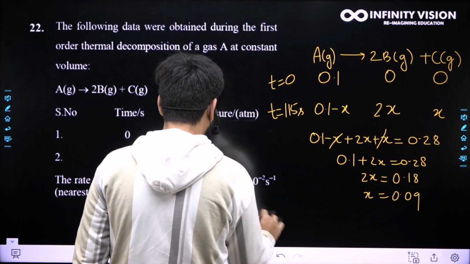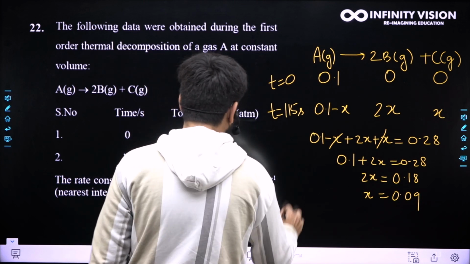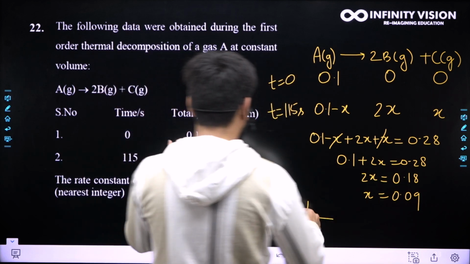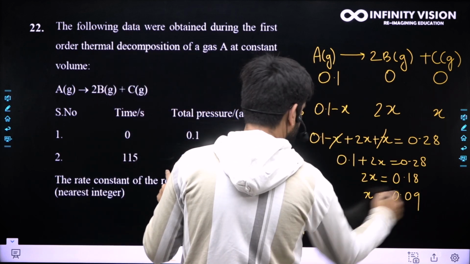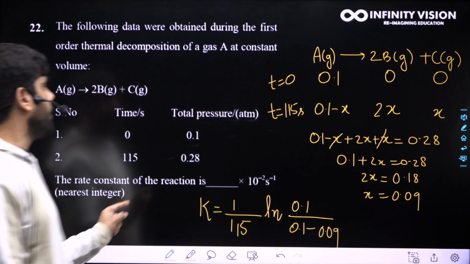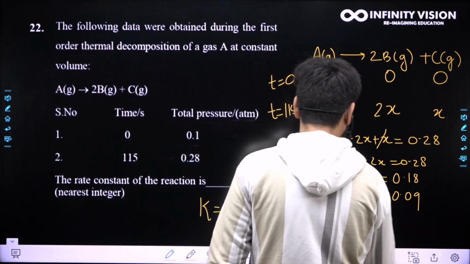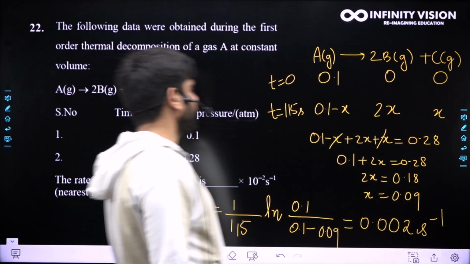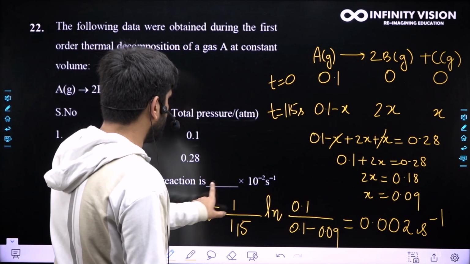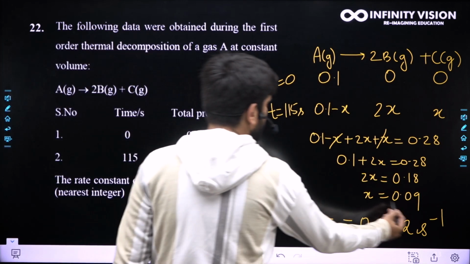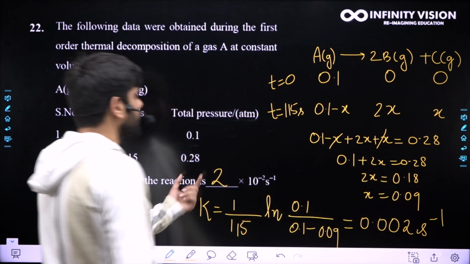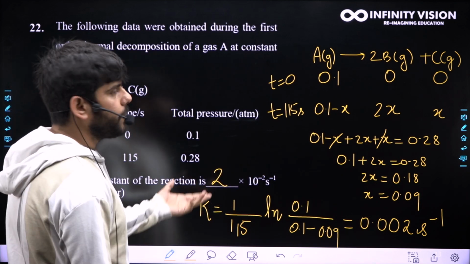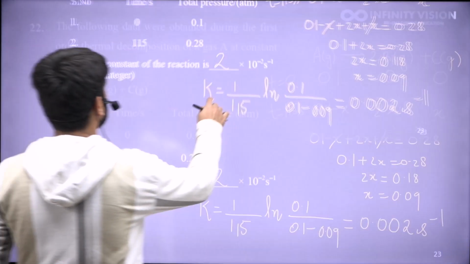So x is 0.09. So let us find out the k. K is 1 upon t, that is 115, ln of initial, that is 0.1, upon final, that will be 0.1 minus 0.09, right? And when we solve it, we will get 0.02 per second. But we are supposed to give the answer in the form of dash into 10 to the power minus 2. So this will be 2 into 10 to the power minus 2. That means 2 is the answer here. So the rate constant is 2 into 10 to the power minus 2. I hope the question is clear to you. Let us move to the next question.